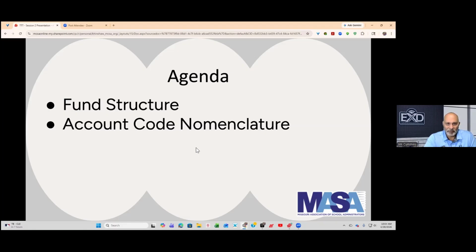So today we're going to talk about fund structure and the account code nomenclature. And you might think, well, that's really an accounting function, but I can tell you, if you understand at least a limited amount of the account code structure, it will help you as you analyze things, as you ask questions about can we spend here. So hopefully it will give you a little bit of insight into the different pieces.